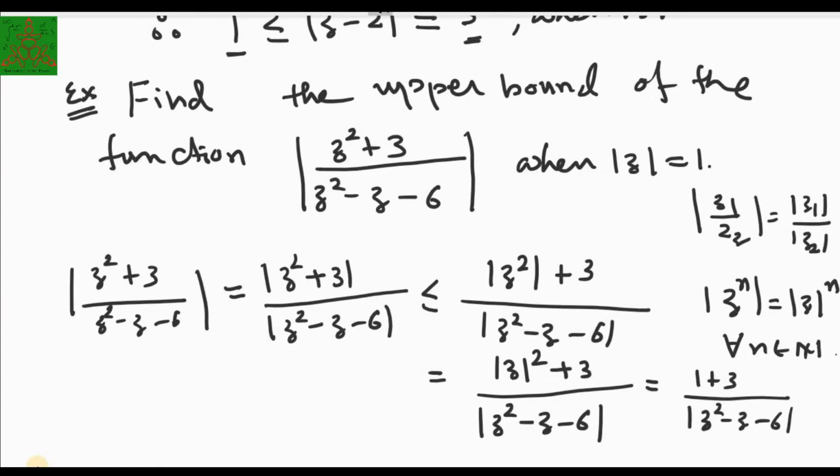Now if you want to find the upper bound, that is, to write down that this is less than or equal to something, you have to find out what the denominator is greater than or equal to. So for that I am just doing z square minus z minus 6, which I can factor.